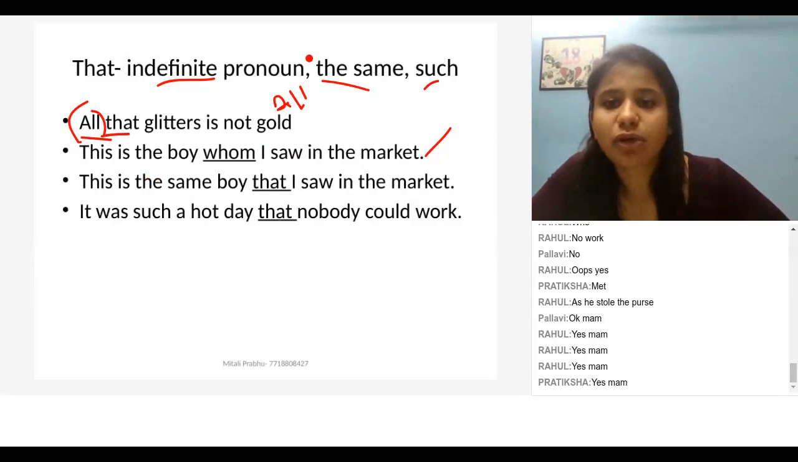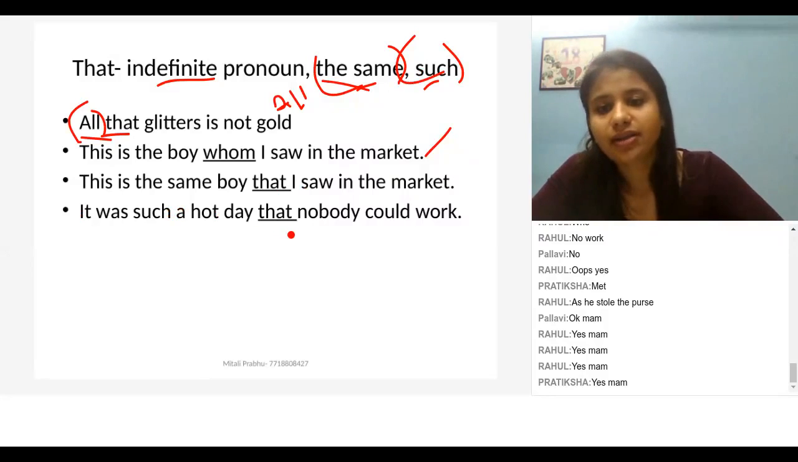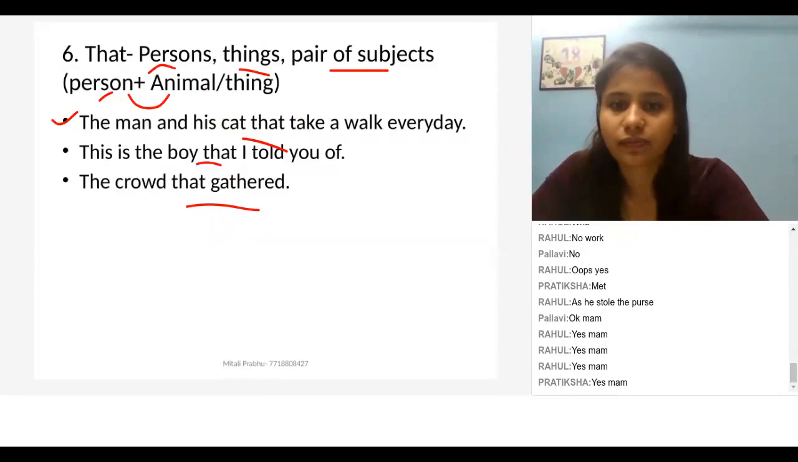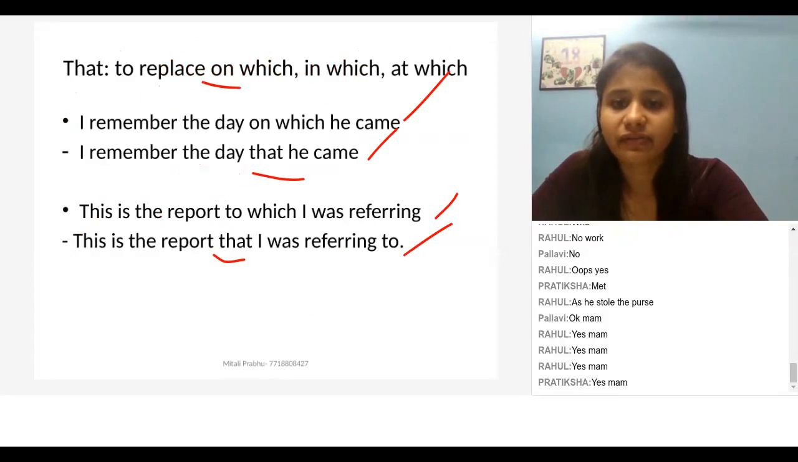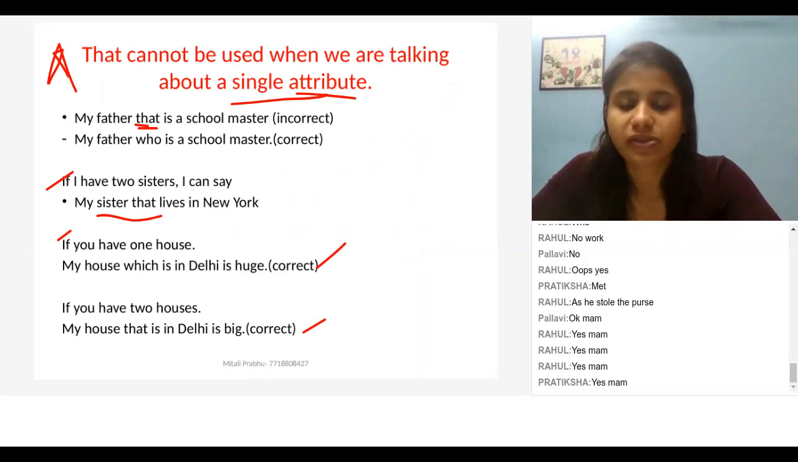But if you're using the word the same, if you have the same in the sentence, then you'll have a that. This is the same boy that I saw in the market. Okay. Again, if you have such in your sentence, then you will use that. It was such a hot day that nobody could work. Okay. So you remember these rules for that. 1, 2, 3, 4, 5. There are 5, 6 rules for that. Okay. This is not a rule. This is just a case where you can use that and which interchangeably. So 5 rules where you have to use that.